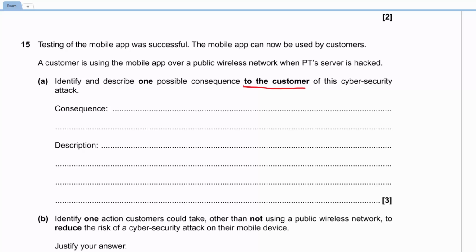Maybe the attacker is able to access customers' data. Maybe the attacker is able to install malware via the app. Maybe the attacker is able to remotely control the phone via that malware. So lots of things we could say. That's not a complete list. I think a nice, simple, obvious one is to say, well, maybe the attacker is able to get access to personal data. So the consequence could be personal data could be viewed by the attacker.